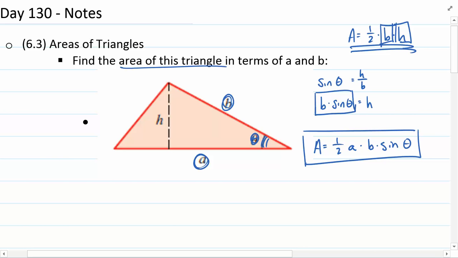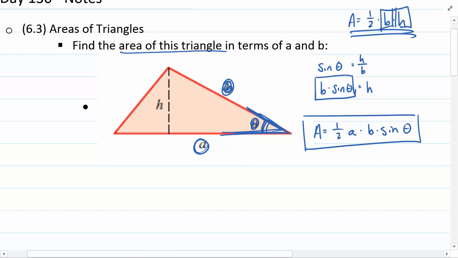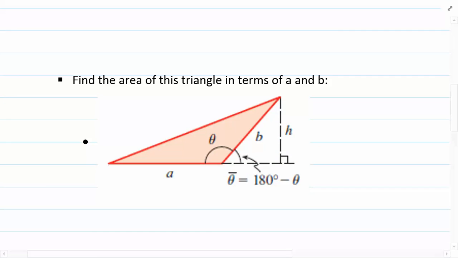If we have this triangle that's drawn this way, and again, two sides of a triangle and the angle in between, as long as we have those three pieces of information, we can also calculate the area of a triangle. We don't necessarily need the base and the height.